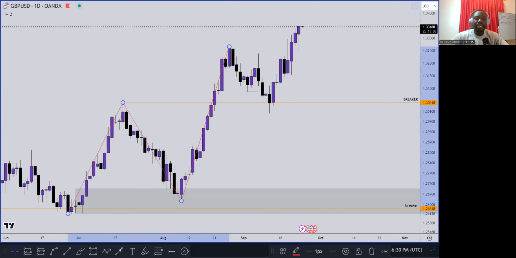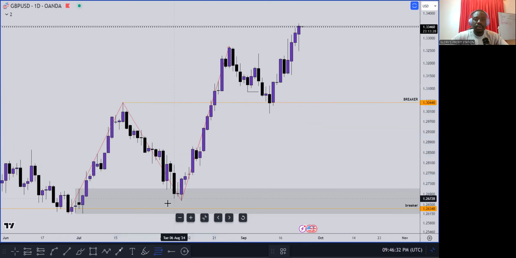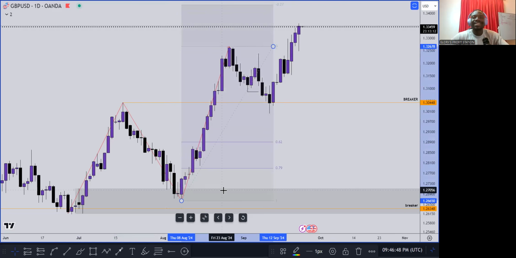Even when you slap in your Fibonacci, remember I said the Fibonacci is not dead. You just don't know how to use it, all right? So if we slap in our Fibonacci around this area here, you can see that the area where we can find our order block is the discount area. This order block is definitely in the discount area, right in the golden ratio of the Fibonacci, okay?